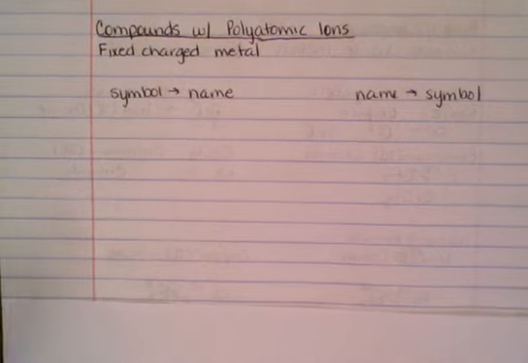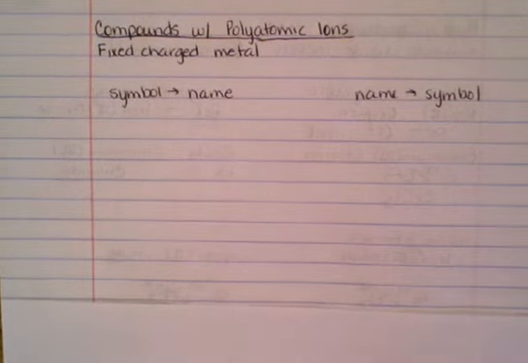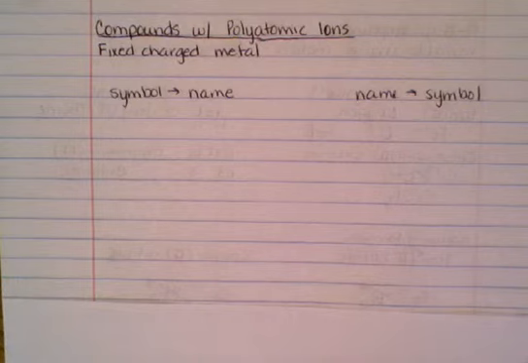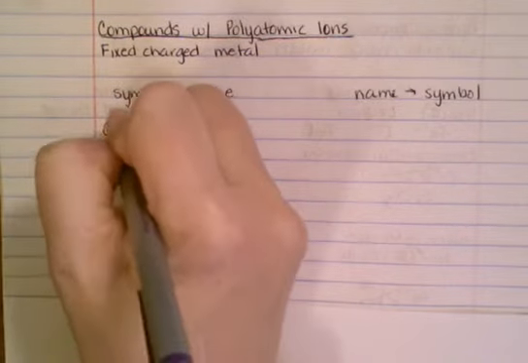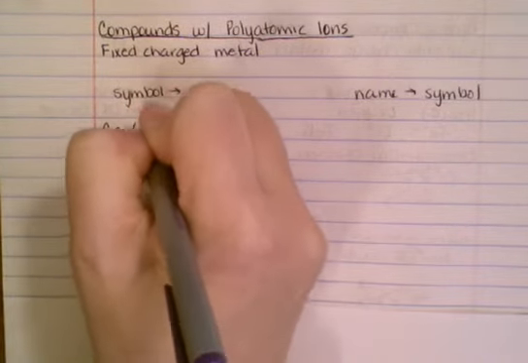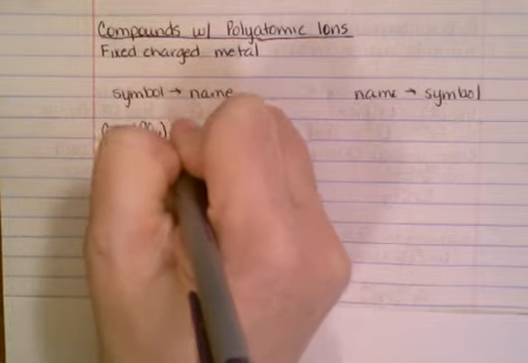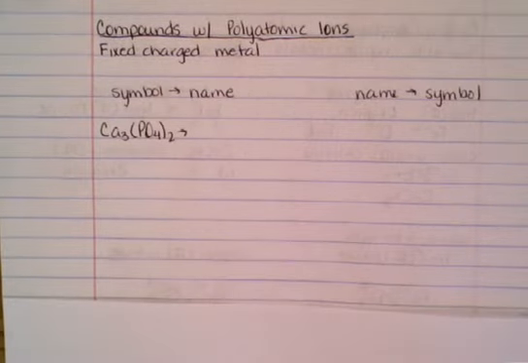Look at what happens when we're doing nomenclature with compounds that have a polyatomic ion. These fall in two categories as well. We have a fixed charge metal as well as a variable charge metal. So let's start with the fixed charge metal. If I give you this symbol, we want to know how to name it.